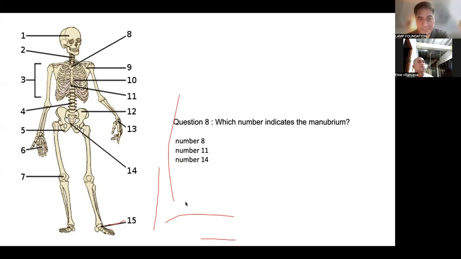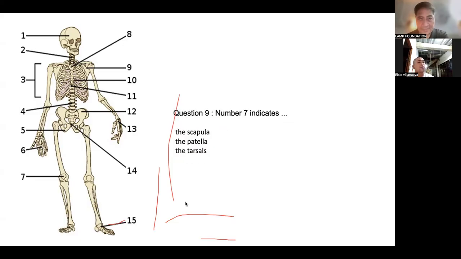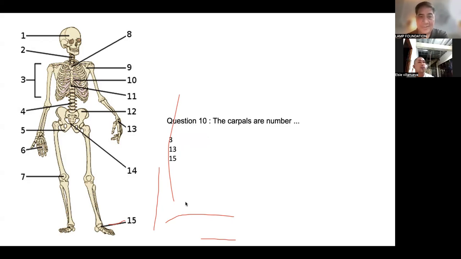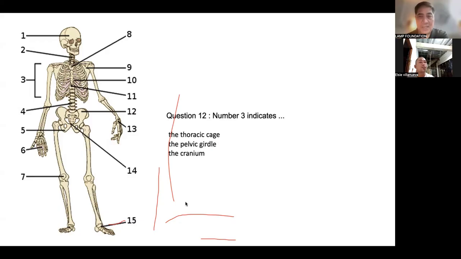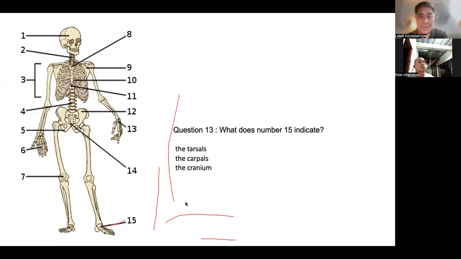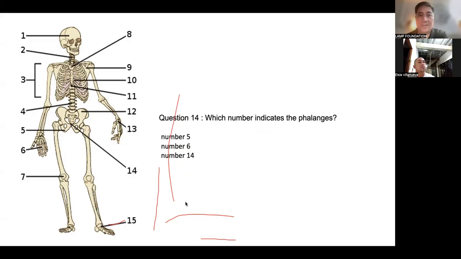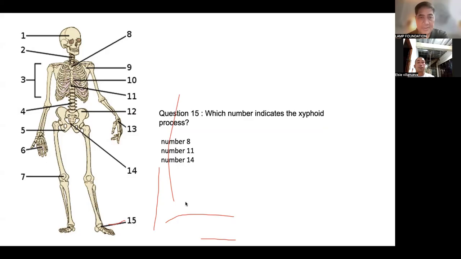Manubrium. Number 8. Number 7, the patella. Carpals. 13, costal cartilage. Number 10. Number 3, the thoracic cage. Number 15, the tarsals. The phalanges. Number 6, xiphoid process.